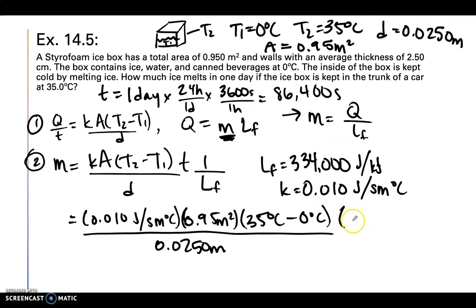Our time is going to be 86,400 seconds, and L sub F is 334,000 joules per kilogram.